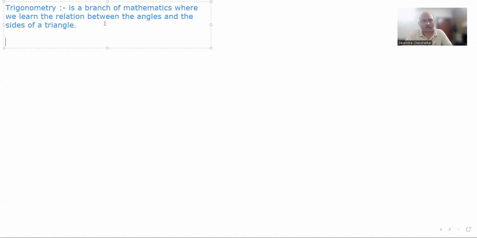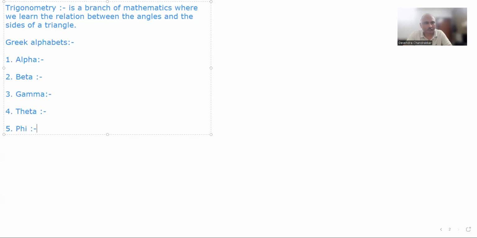So before we start, I'll introduce you to some Greek alphabets because we will be using these as symbols. So the Greek alphabets are alpha, beta, gamma, theta. These are some of them, right? There are many. These are some of them. Theta, phi, omega. Okay. So these are some of them, right?